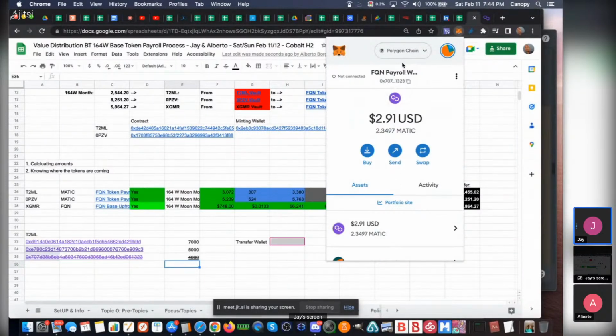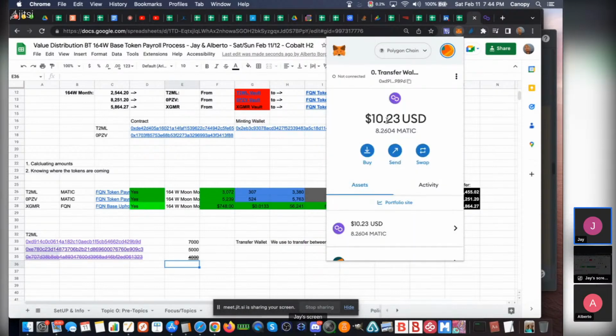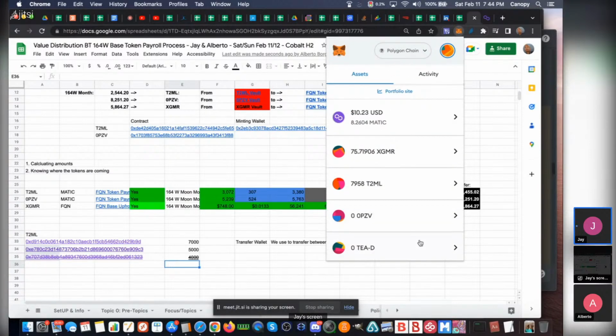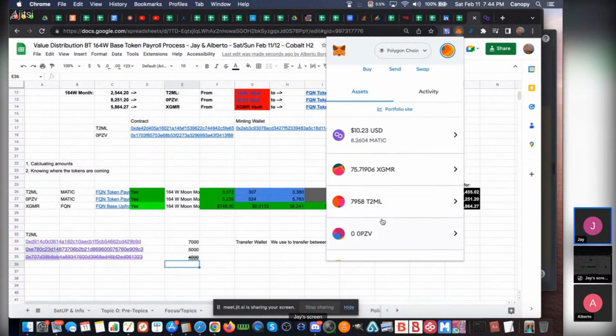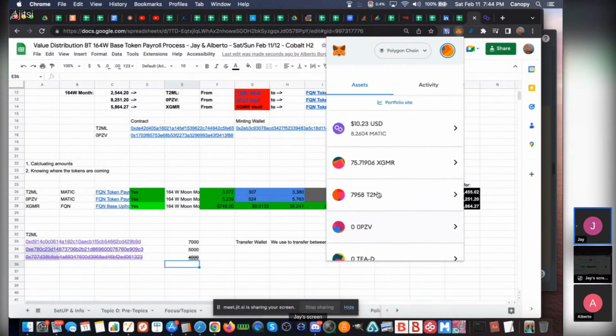So the transfer wallet typically should have $0 in it, because typically when you're transferring something from one account to another account, you use the transfer wallet, and then when you're done with the transfer wallet, you empty it out, right? So in this case, it says there's still value in it. So in the transfer wallet, we have 7,958. So we can go ahead and transfer all of the T2ML within the transfer wallet. And then we also have 75 XGMR. We have 0 OPZB. All right.